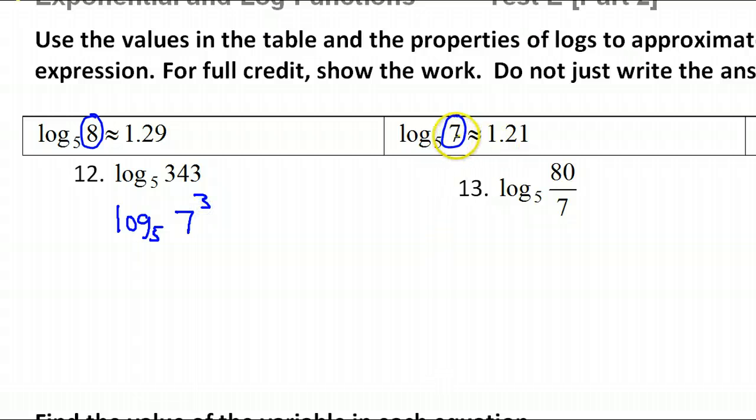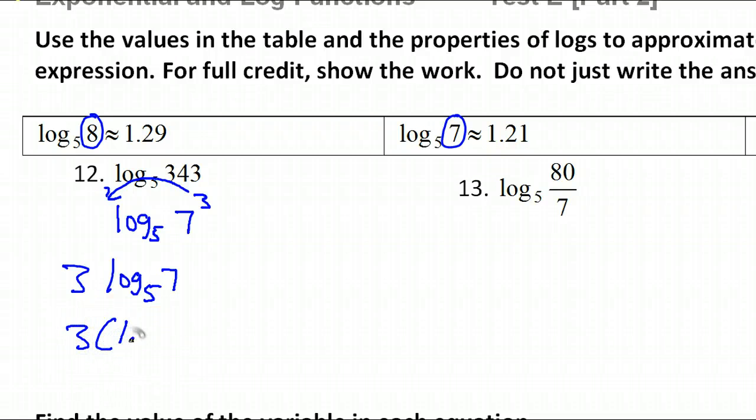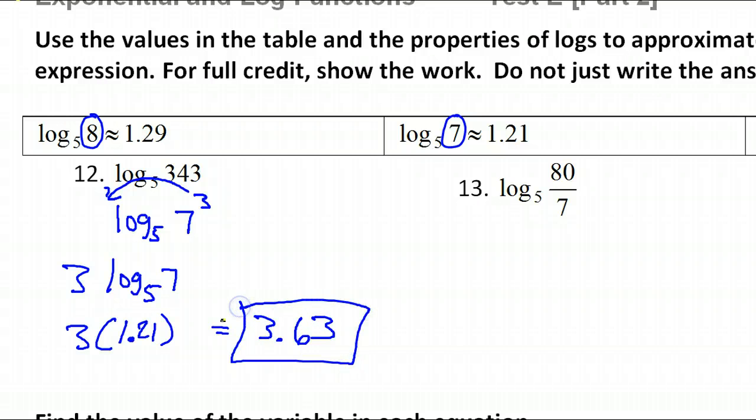Now 7 is one of the numbers I know, so I like this. Please remember that I can just take that 3 and put it in the front. So that'll be 3 times the log base 5 of 7. Now we know that the log base 5 of 7 is 1.21. So this would just be 3 times 1.21, so that's going to be 3.63. So that is the answer to number 12.